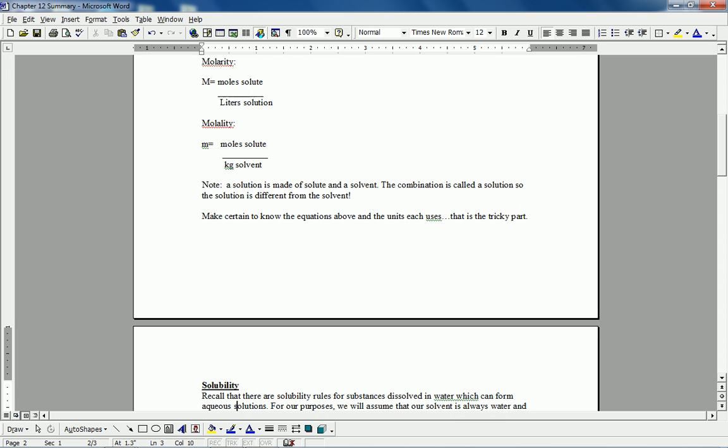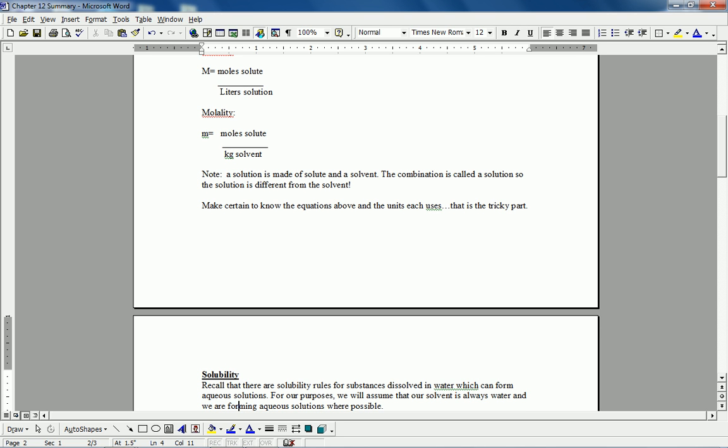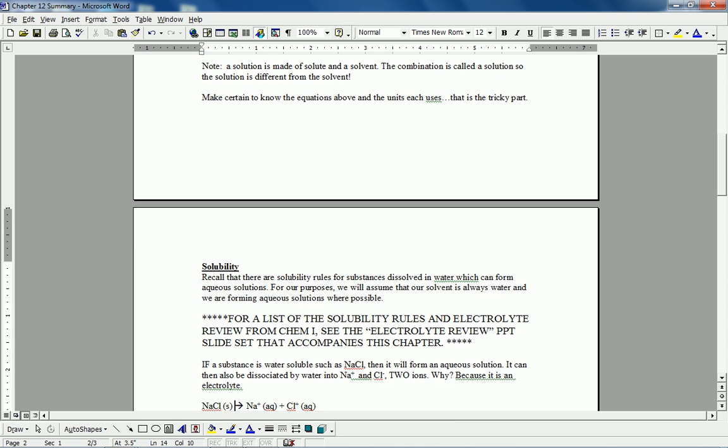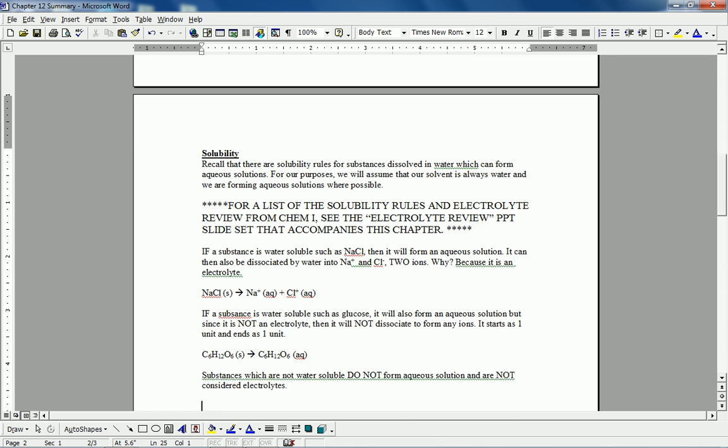So those are our 4 concentration units, and they will be important later on because we'll be discussing colligative properties, and our colligative properties will contain one of those particular concentration units in their equations. So if you don't calculate the concentration correctly, that will also affect your colligative property calculations.